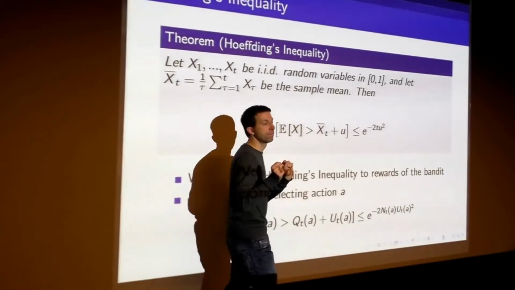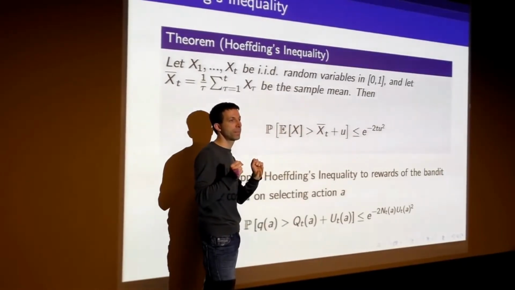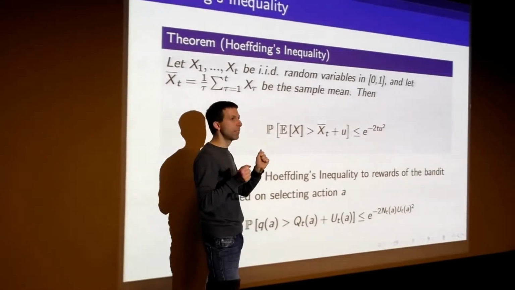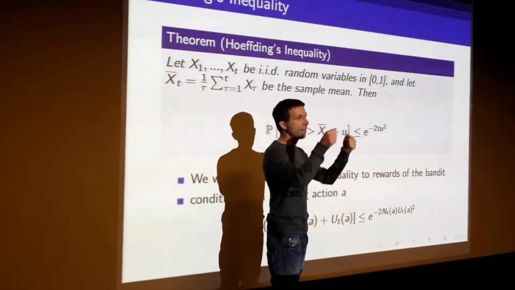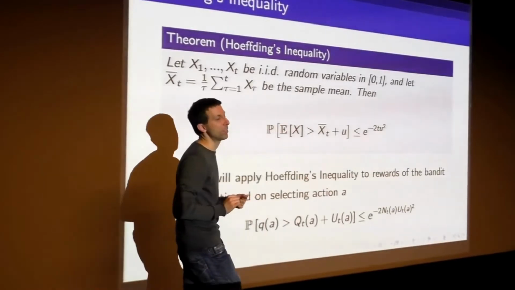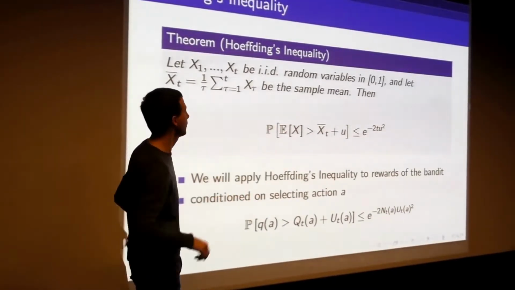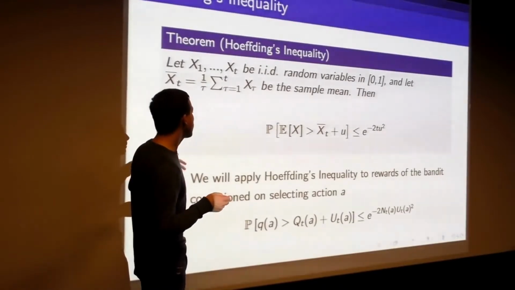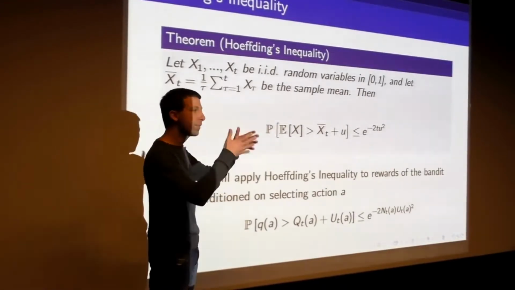As in, if your rewards are normally distributed, there's no maximum value that you can get. Yeah, for this result, it assumes that you've got a bounded distribution. So there is at least one assumption. It's true for any bounded distribution. Thank you. So we will apply Hoeffding's inequality to the bandit case.